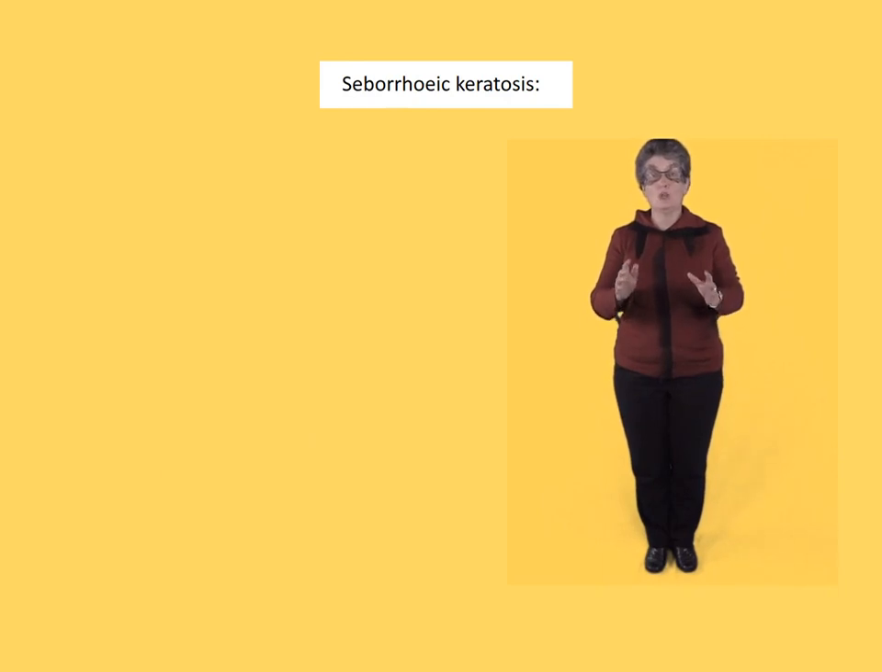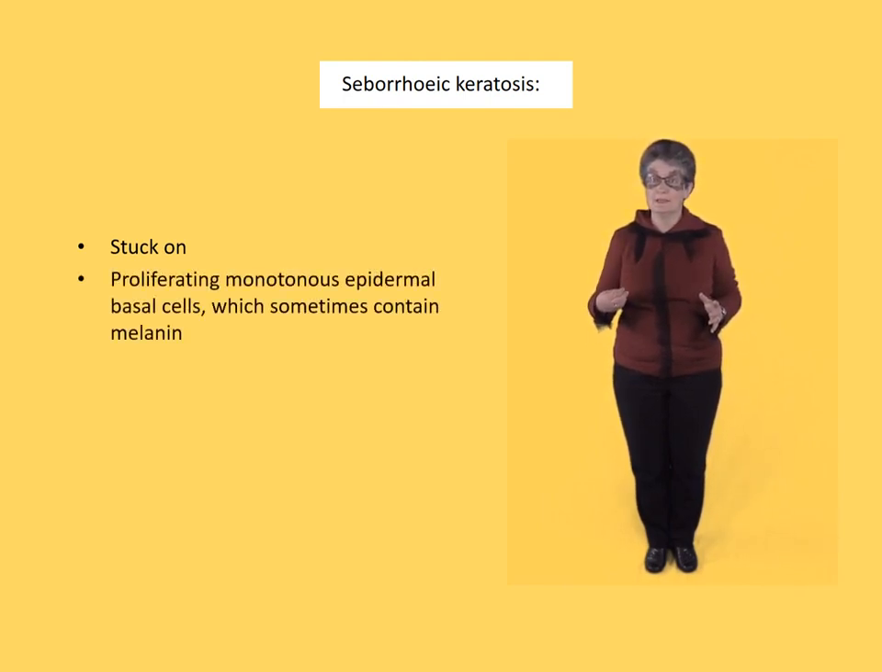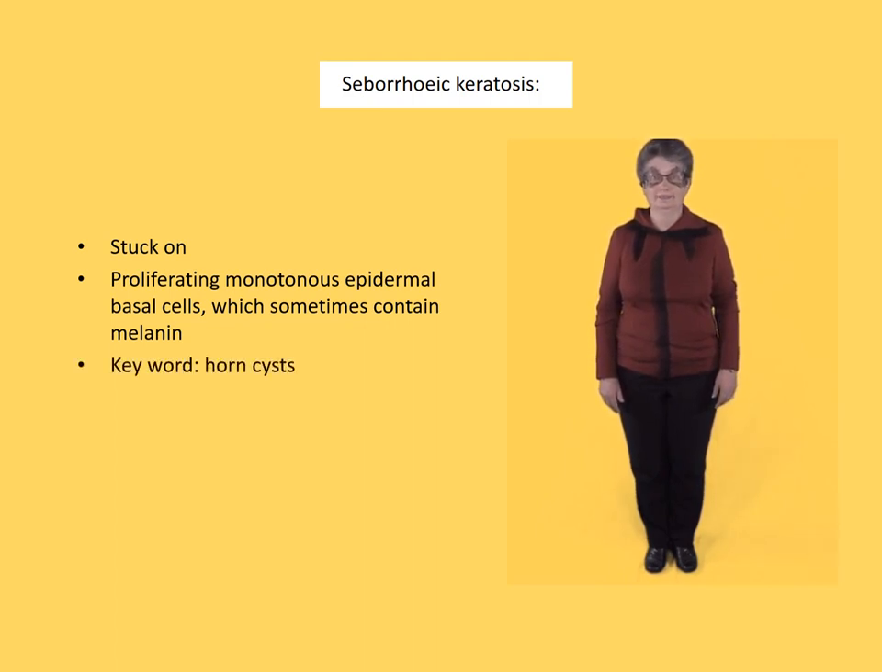Seborrhoeic keratoses are one of the most frequent of skin lesions. They look stuck on, in other words, they're above the level of the skin. Pathologically, they have a monotonous proliferation of epidermal basal cells, which brings us to their other name, a basal cell papilloma. Now, just like in normal skin, these basal cells can contain melanin, so seborrhoeic keratoses are often pigmented, thus they can mimic melanoma. The key histological word for seborrhoeic keratoses is horn cysts.